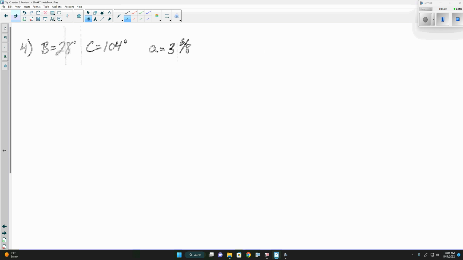So if we look at problem number 4 here, we have 28 degrees for angle B, 104 degrees for angle C, and we have side length A is 3 5/8. So this here is kind of a funky looking problem. Now we are given 2 angles and a side length, yes?